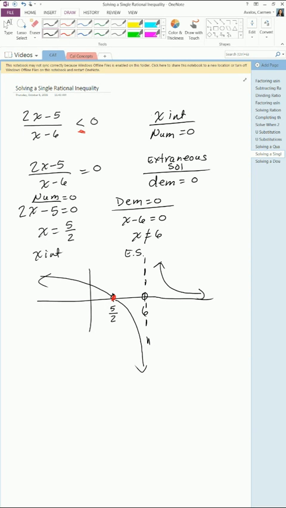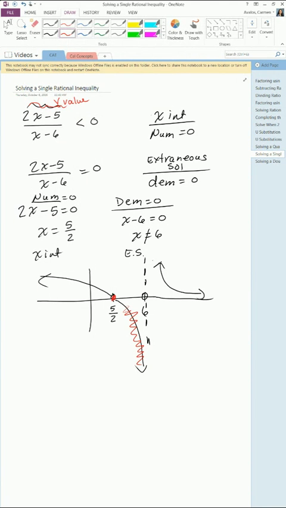Once you have the graph on there, you go back to the problem, and when you look at the problem here, it doesn't have an equal sign, but this whole part is still the y values. So I want to know when the y values are less than 0, or in other words, when the y values are negative. So when are the y values negative? The y values are negative right here. They're below the x-axis, so that's when they're negative.